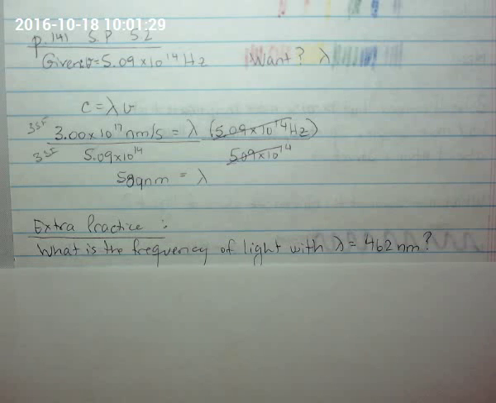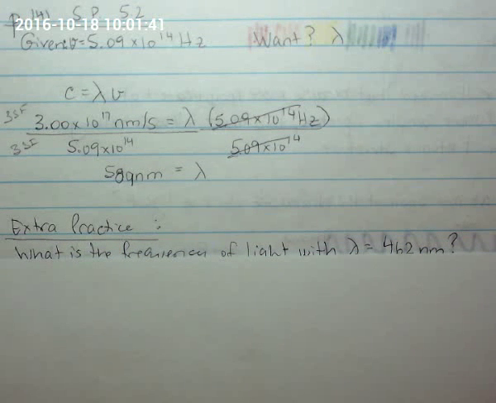All right, so here's what I want you to do. I want you to calculate what the frequency of light would be if you have a wavelength of 462 nanometers. 462 nanometers.